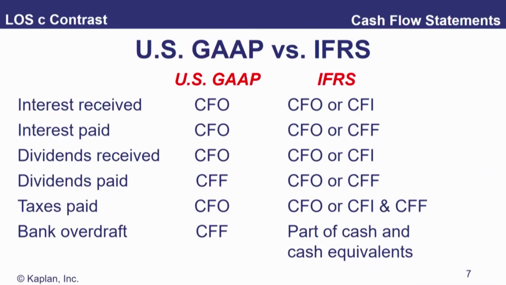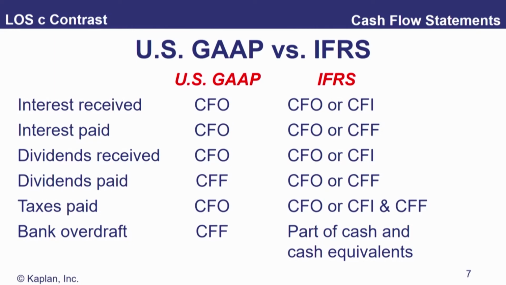Same with dividends received, very similar to interest received. US GAAP says CFO. IFRS says, is receiving dividends part of your core operations? Again, if you're some kind of fund management vehicle, the answer would be yes, so you'd put it through CFO. If essentially receiving dividends is not part of your core operations, then pass it through CFI.